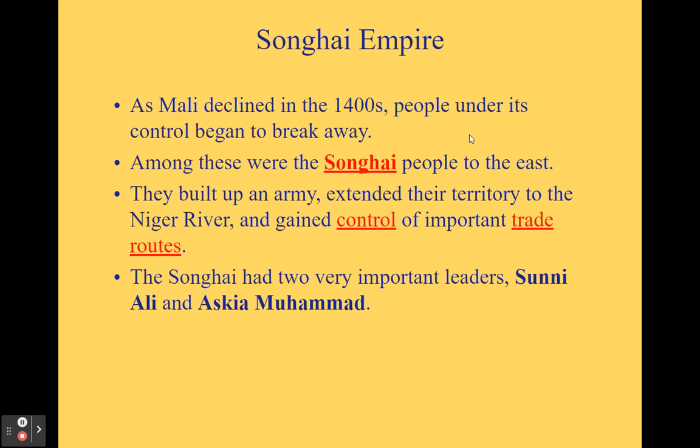Now, they had two very important leaders. You had Sunni Ali and Sunni Askia Muhammad. Sunni, again, is another word for emperor. This does not mean that they were Sunni Muslims. They are using the word Sunni to mean emperor or king.